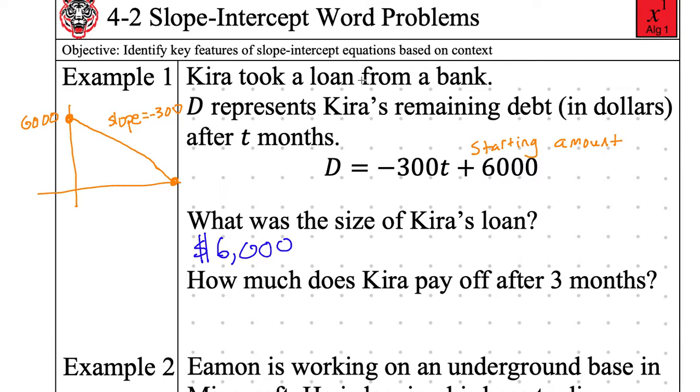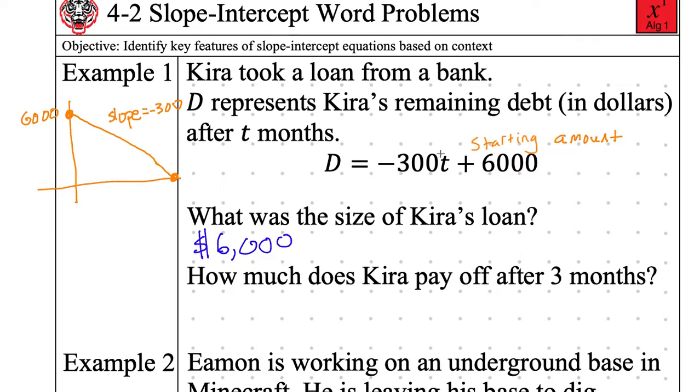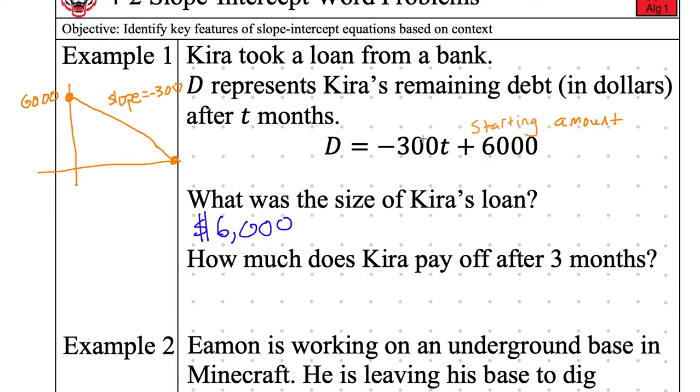Ooh, careful. You almost have it, because right now this is 300 times T. So it's going to be... It is indeed, yeah. Essentially, you're plugging in 3 into this equation because months is T months. So I'm plugging in 3 for T. When I do that, I get negative 300 times 3. And do you know what that is, Emma?